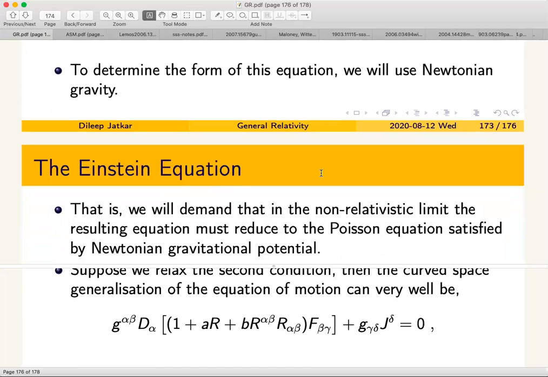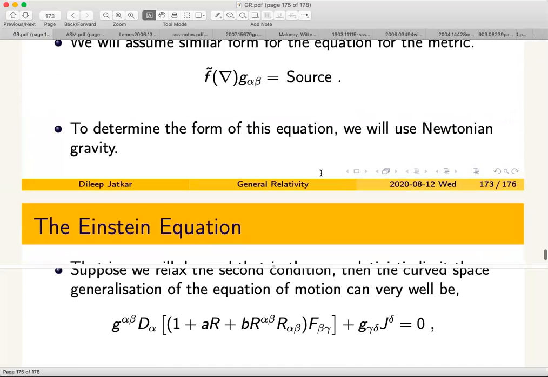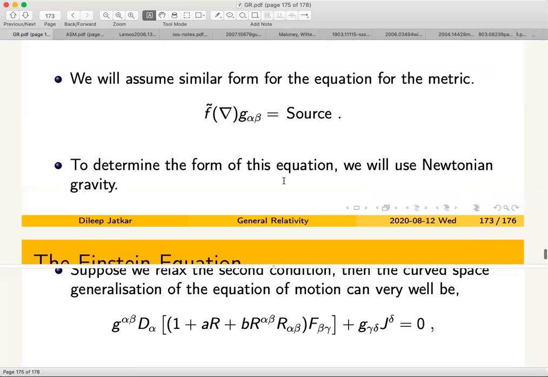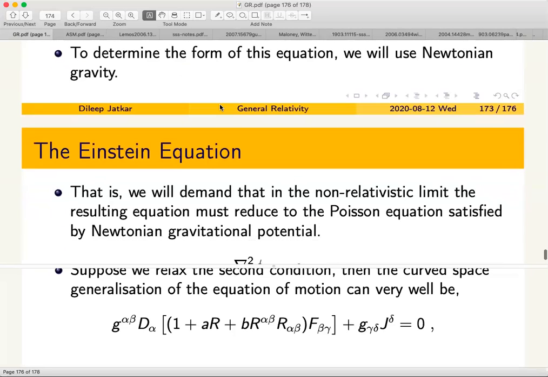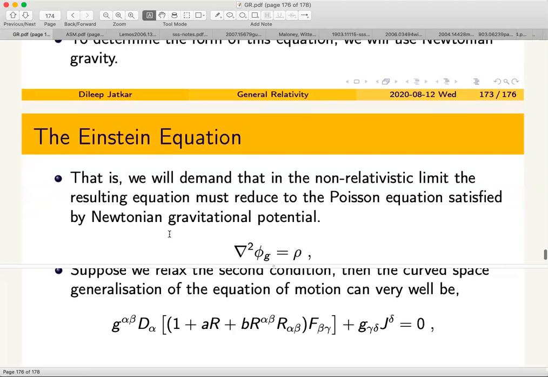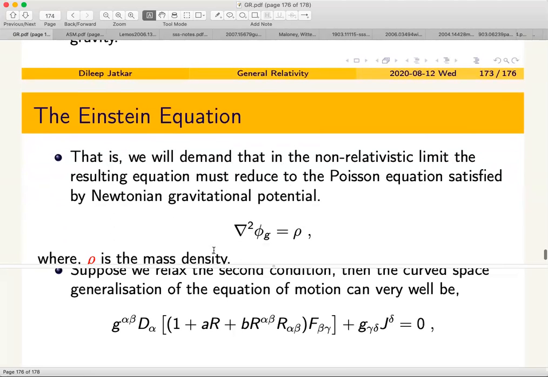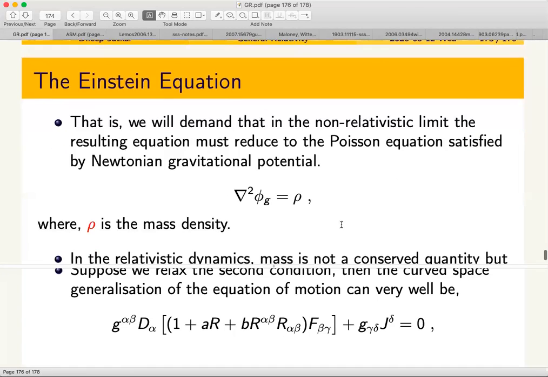So what we want to do is try to determine what the source is, but we also want to say that whatever equation we get, if you try to reduce it to a non-relativistic equation, it had better produce the Newtonian equation. And Newton's equation was a Poisson equation, which is the Laplacian acting on the gravitational potential equal to rho, where rho is the mass density. It is this mass density which is responsible for producing this gravitational potential.